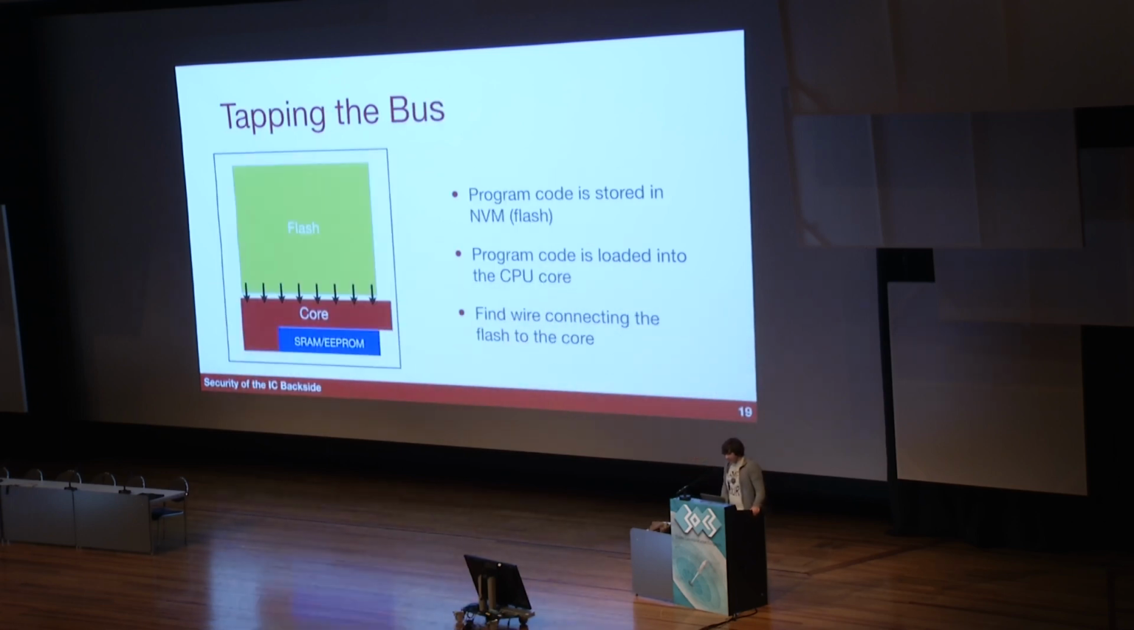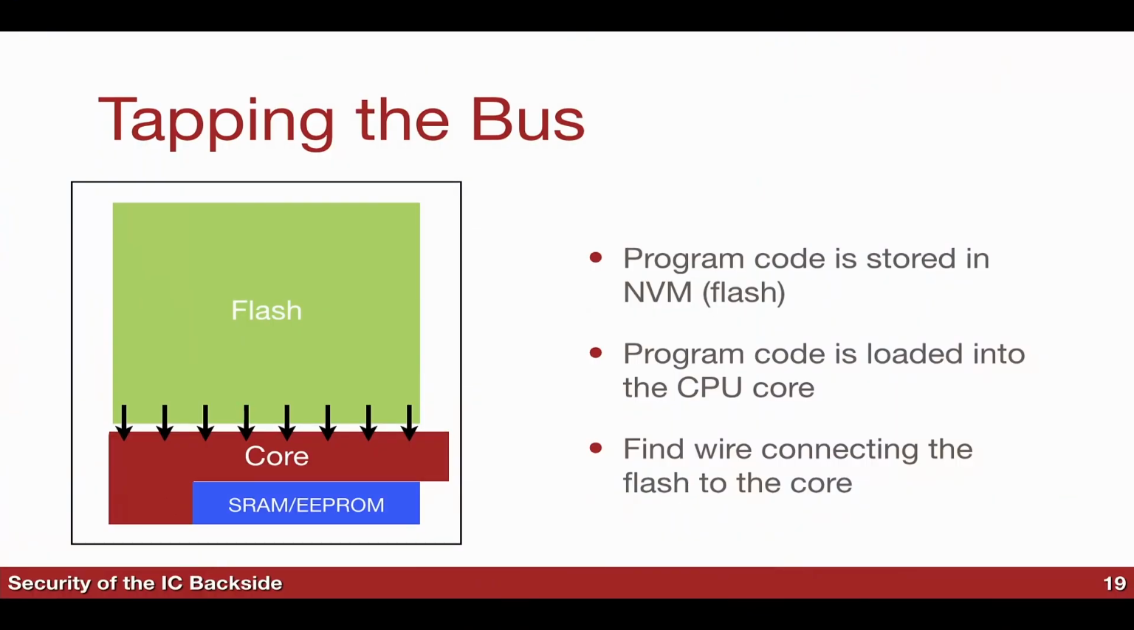But the thing to remember is that we have the flash, and this data goes into the core. So somewhere between the flash and the core, we can find these wires, which I had on the previous slide. This is the case if you're extracting data from a device which doesn't have encryption.